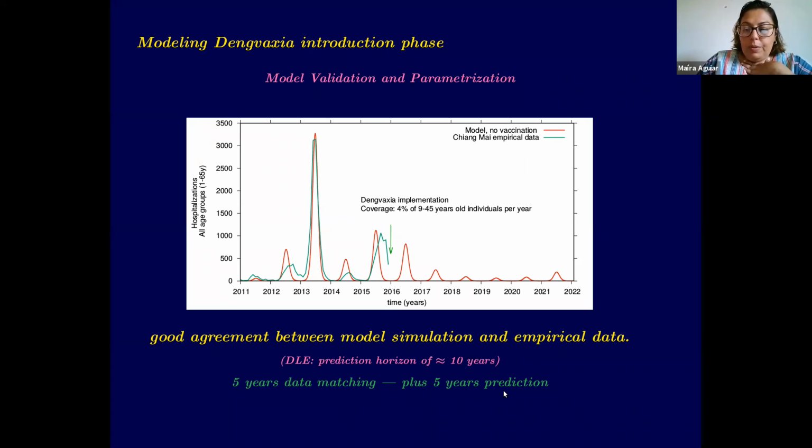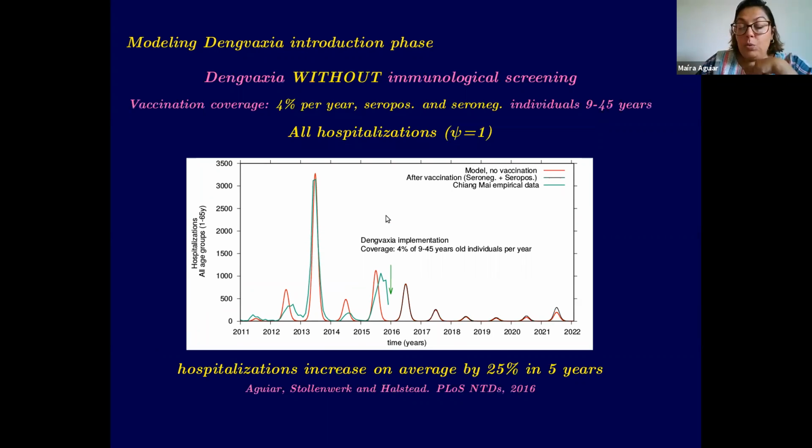Again, remember that we have around 10 years of prediction horizon given the Lyapunov exponent calculation. So we match 5 years and we predict the next 5 years. There are two ways to evaluate the implementation of the vaccine. We can vaccinate the population between 9 and 45 without screening, without separating them as seropositive or seronegative. And when we do that, given the vaccine efficacy we have modeled, we see that after 5 years you have an increase, not a decrease. You have an increase of hospitalizations when you do not screen the population.